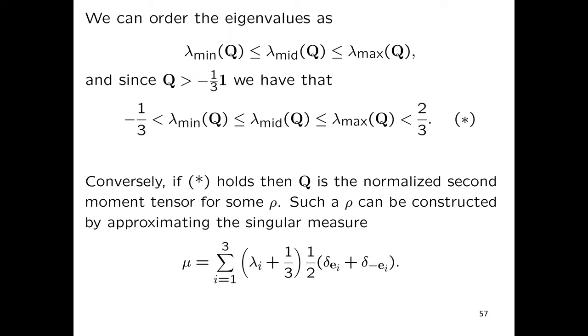So the next time I'll discuss how you construct a bulk energy by a sort of rational process that will blow up as the minimum eigenvalue goes to minus a third, and the maximum eigenvalue goes to two thirds. And then you'll know that a minimizer will satisfy these inequalities, at least almost everywhere. It's a very interesting question as to whether the minimum eigenvalue is bounded away from minus a third.